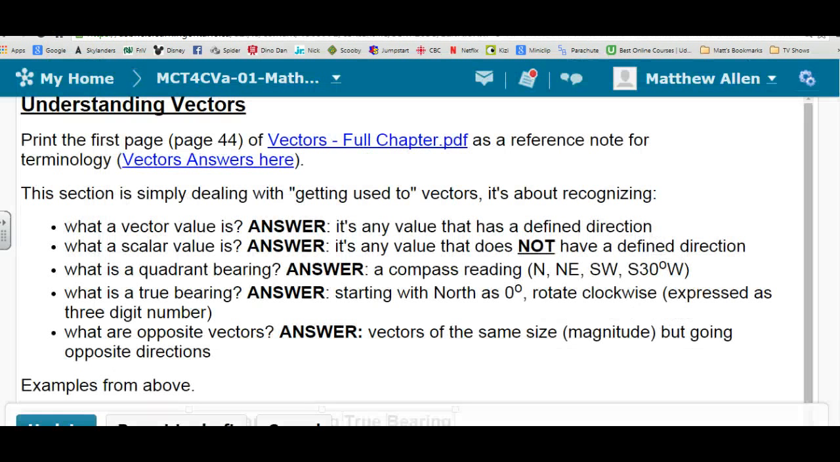Okay, so we flip back over here. Understanding vectors. So again, this is my interpretation of essentially the same things we just covered. Vectors have direction. Scalar value does not have direction. Quadrant bearing, compass readings, true bearings starting at 0, rotating clockwise.